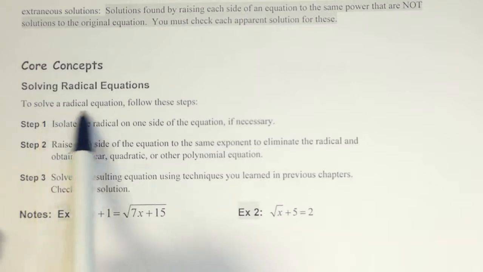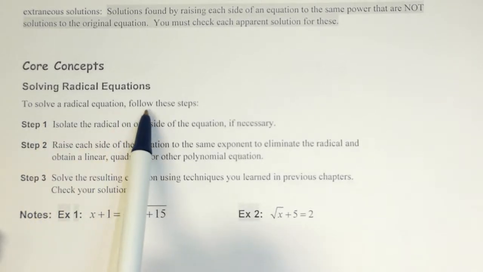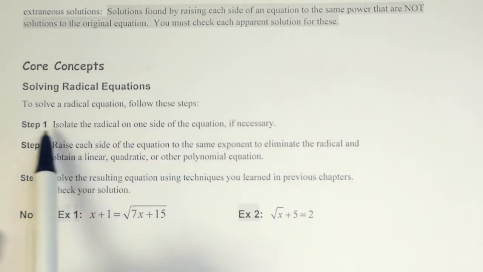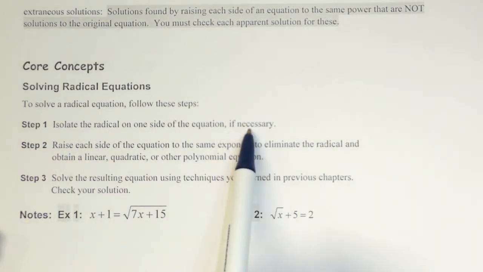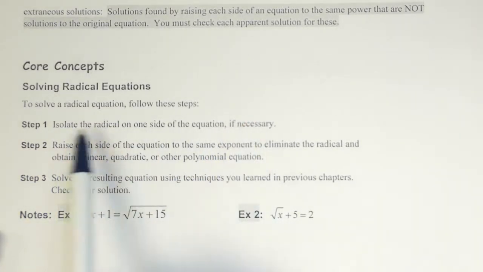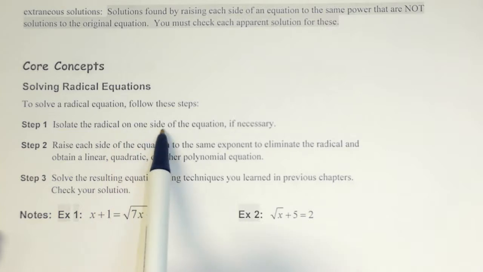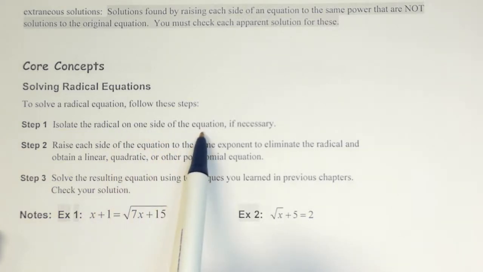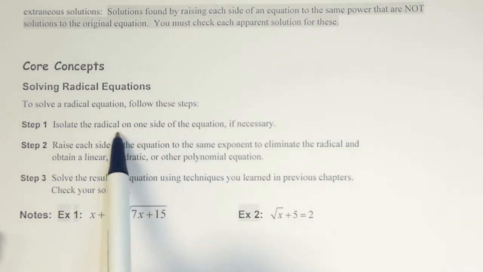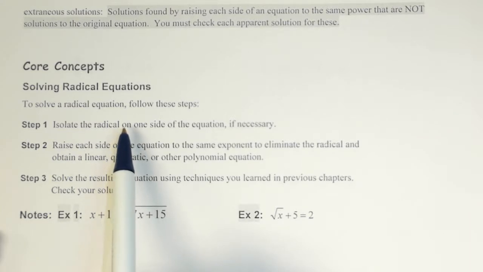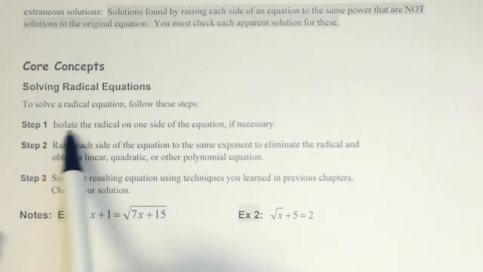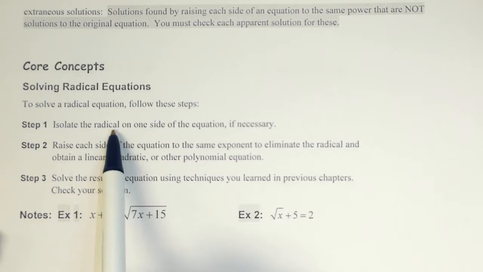When we're going to solve a radical equation, this is our whole goal for the day, we follow these steps. First of all, if you can, and if it's necessary, you want to isolate the radical on one side of the equation. The reason for that is because it's easy to square a radical. The radical just goes away. So if we can get that isolation of that radical, it's going to make the problem easier.